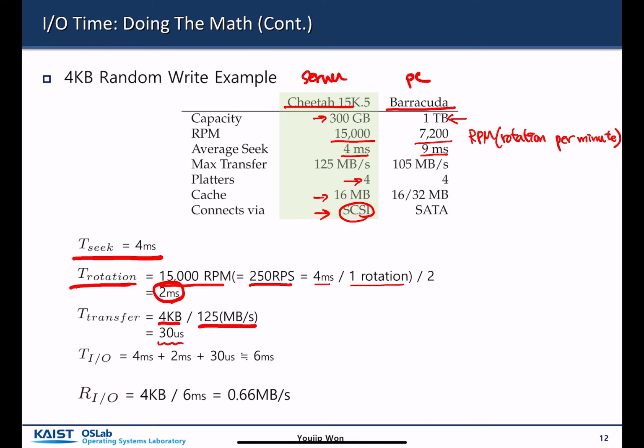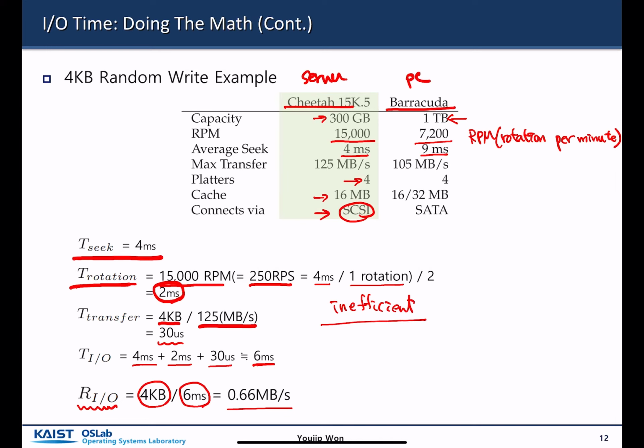If you sum up the rotation time, seek time, and transfer time, then the total time for sending 4 kilobytes on this drive corresponds to 6 milliseconds. This is just the time for transferring a 4 kilobyte block. And the rate of I/O is 4 kilobytes divided by the time to transfer it, 6 milliseconds. Okay, it's 0.6 megabytes per second. It's very, very slow. Not only slow, it's extremely inefficient.